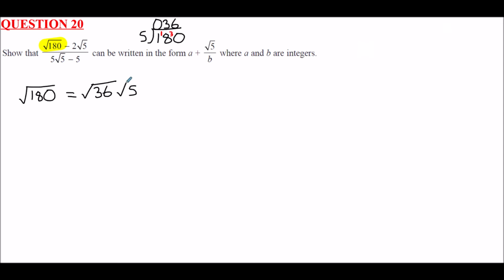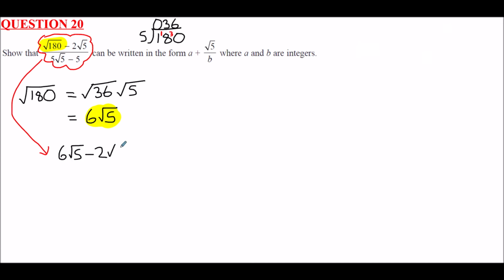And like I said earlier, the square root of 36 is, of course, a square number, so the square root of 36 becomes 6. So I can replace root 180 with 6 root 5. So therefore, this thing here becomes root 180, which can be replaced by 6 root 5, minus 2 root 5, all over 5 root 5 minus 5.